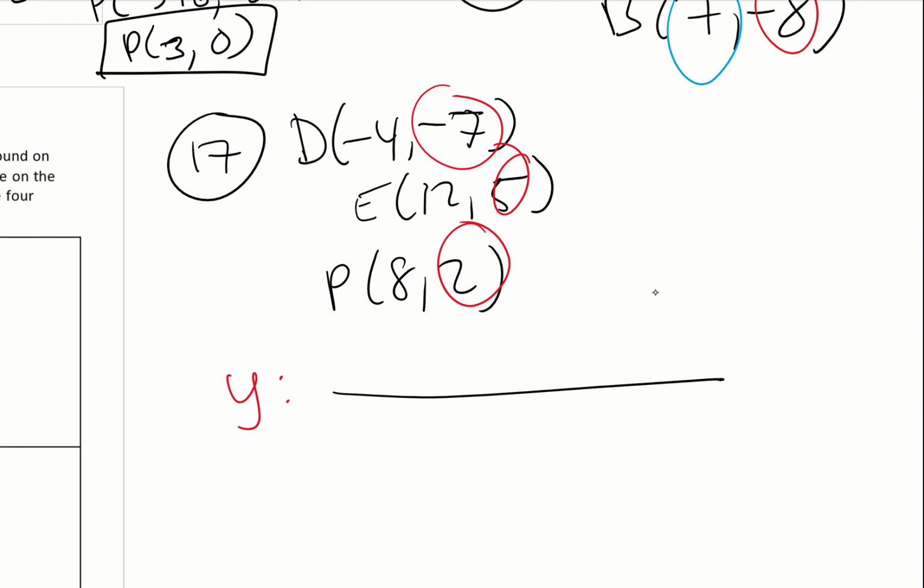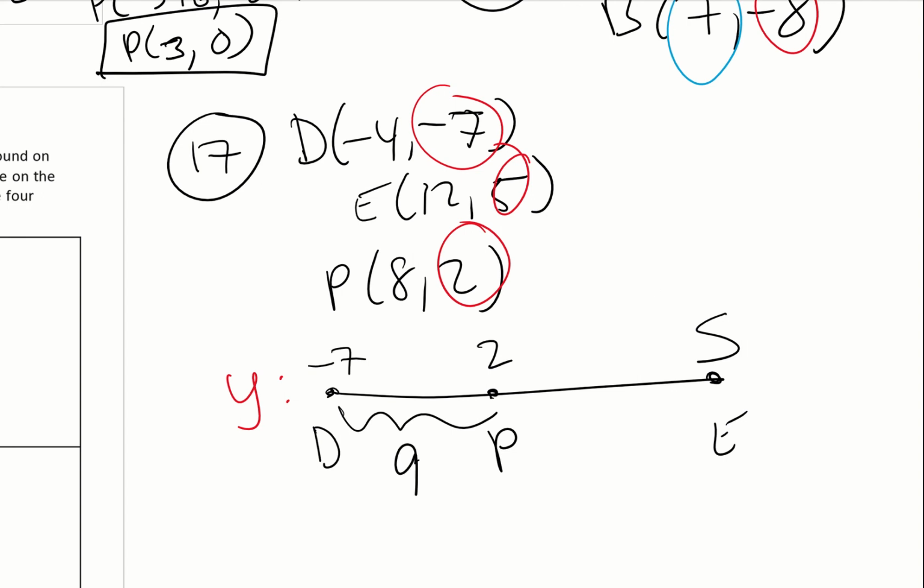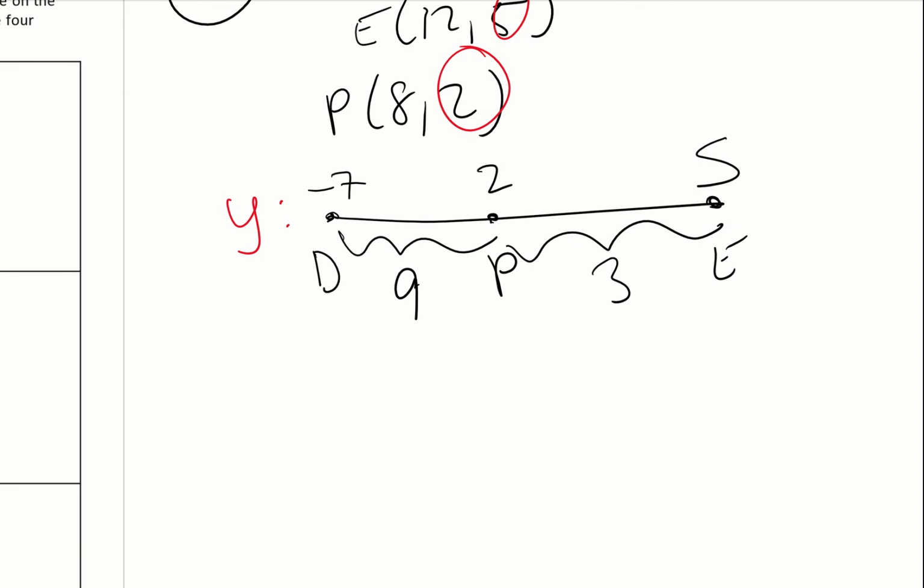So on the Y, on the number line, D goes first for the Y values at negative 7, followed by P, which is at positive 2, followed by E, which is at positive 5. Okay, so how far away is negative 7 and 2? Negative 7 and 2 are a distance of 9 away. 2 and 5 are a distance of 3 away. So that means we have a ratio of 9 to 3. Let's divide this by 3 on each side. So our ratio is 3 to 1.